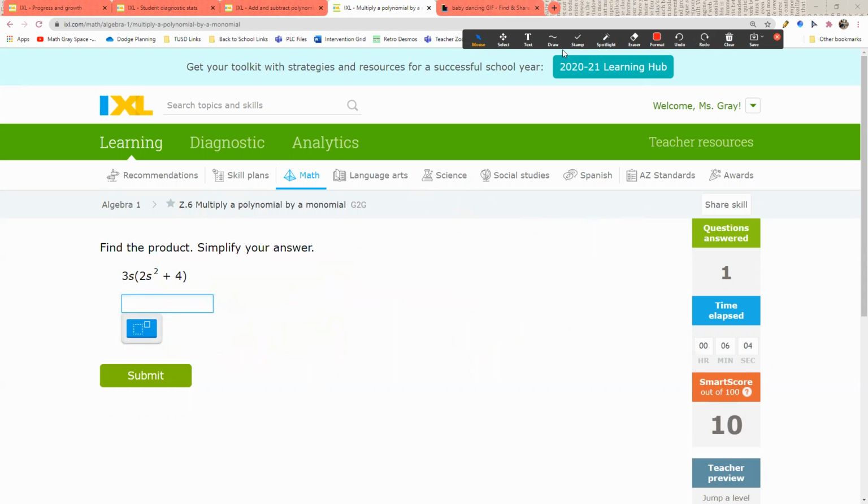All right, same thing here. I'm going to take the 3s and multiply it to both of those. So 3s and 2s squared. So 3 times 2 is 6. And then if I have 1 s in this group and 2 s's in that group, I have 3 altogether. And then 3s times 4 is just going to change to 3 times 4 is 12, and the s will stay the same. So I end up with 6s to the third. And then I'm adding 12s.